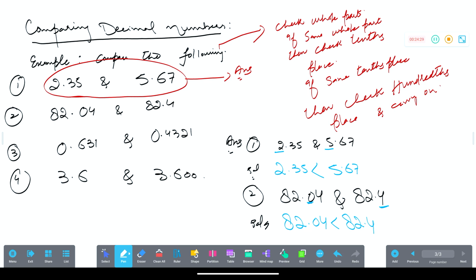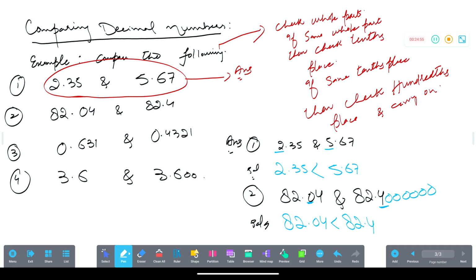Now you can have a confusion. Sir, it is having 2 digits after the decimal point. It is having a single digit. I told you after the decimal point, the number of digits doesn't play a role. What plays a role is which place digit is greater. You can see it is 82.04. Now after the decimal point, 82.4 can be extended. How many zeros you want to add, it will not make a difference. It will still remain 0.4.